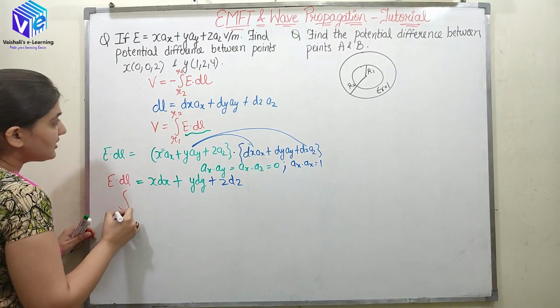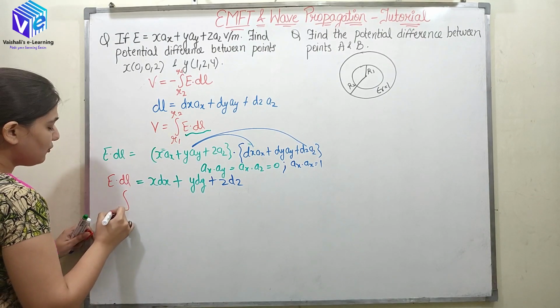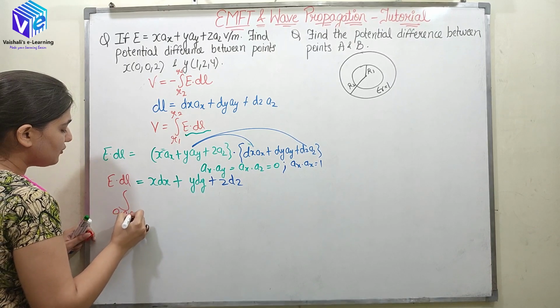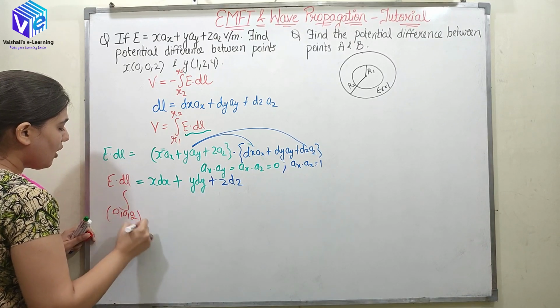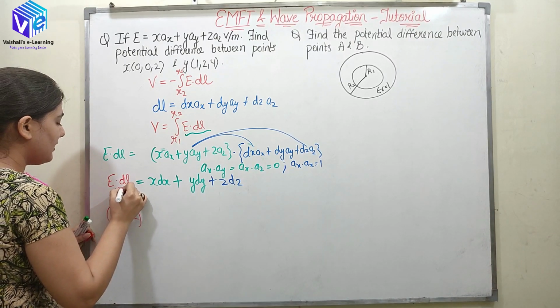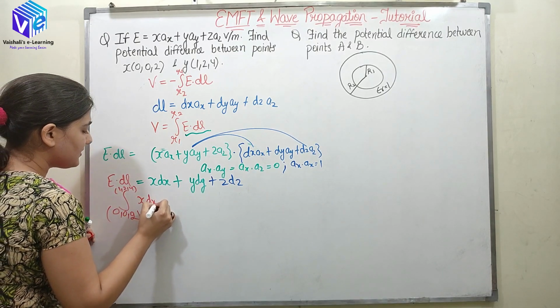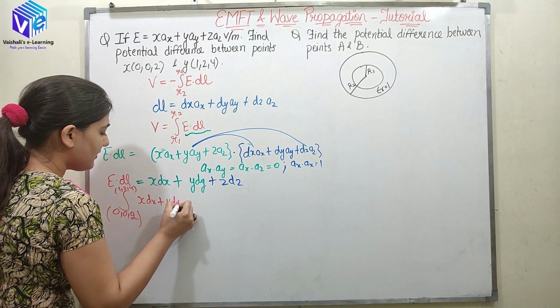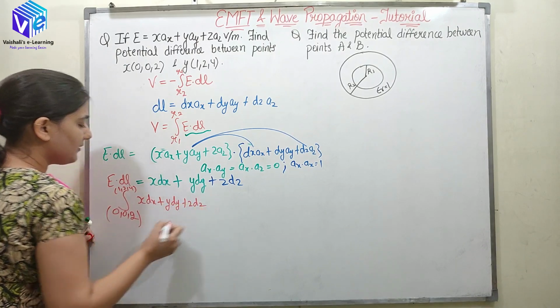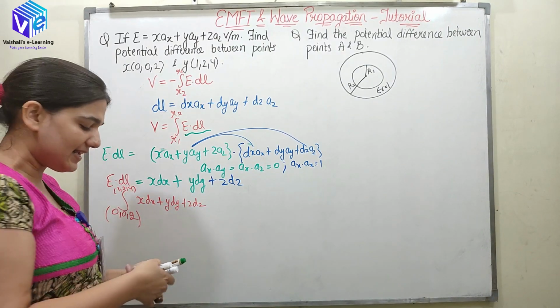Now I have to just integrate it from R1 to R2. So what is R1? R1 is (0, 0, 2). Okay, what is R2? It is (1, 2, 4). And I have to integrate x dx plus y dy plus z dz. Now it's a very simple integration.